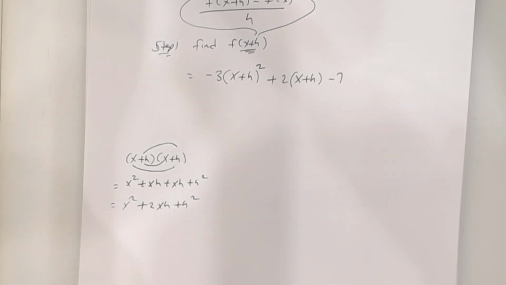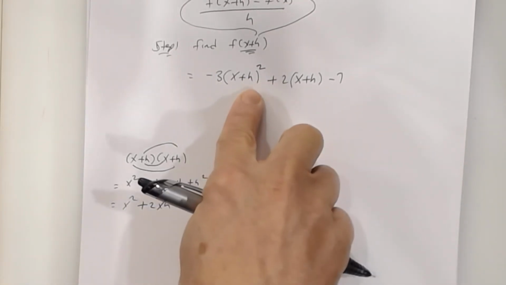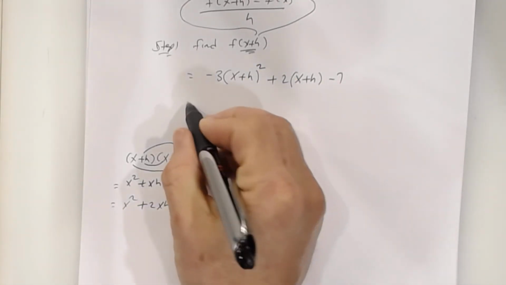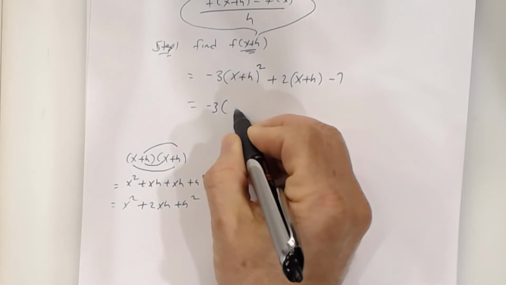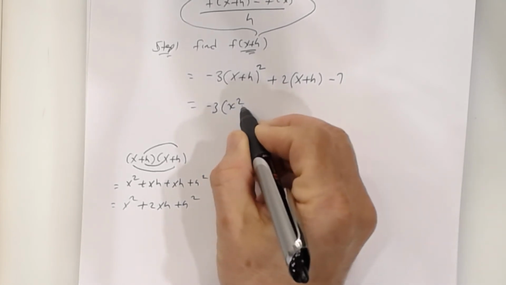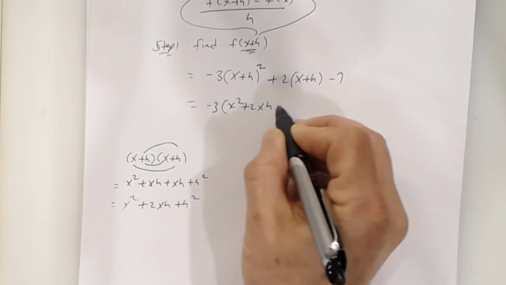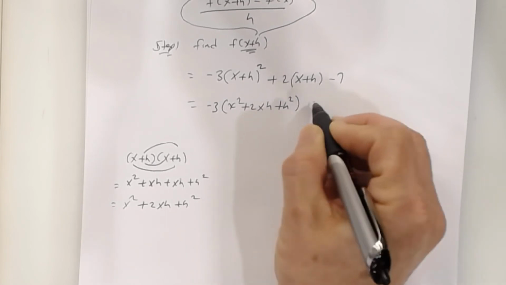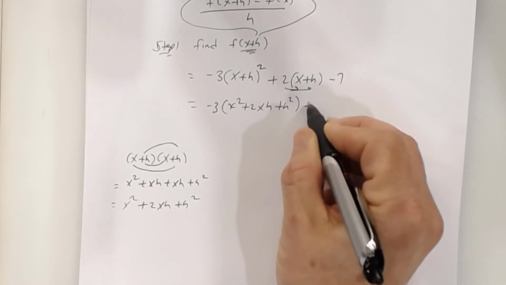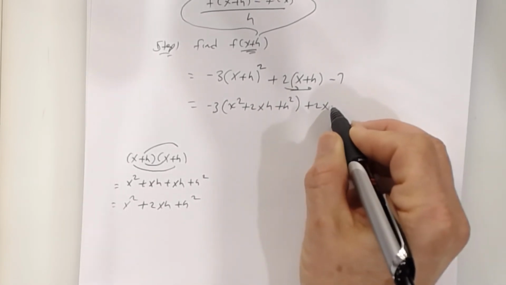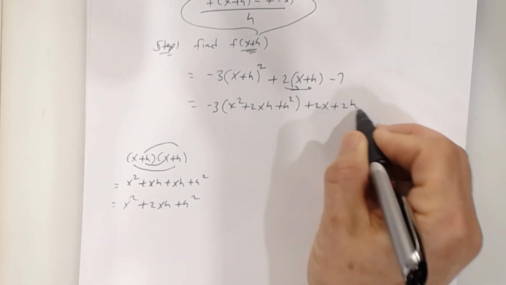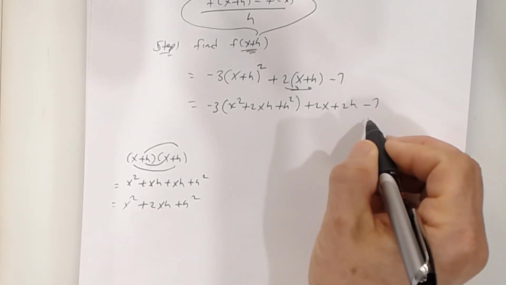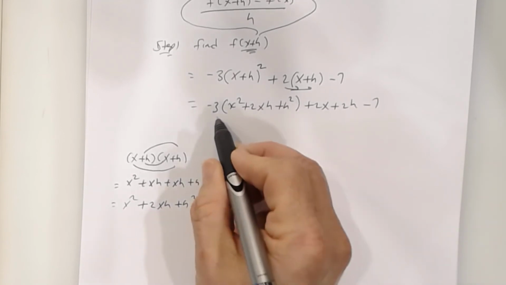Now, what do I do with what I just found? Plug it back into x plus h squared. So now this becomes -3 times x squared plus 2xh plus h squared, and then distribute: 2x plus 2h minus 7. Now what's the next step?